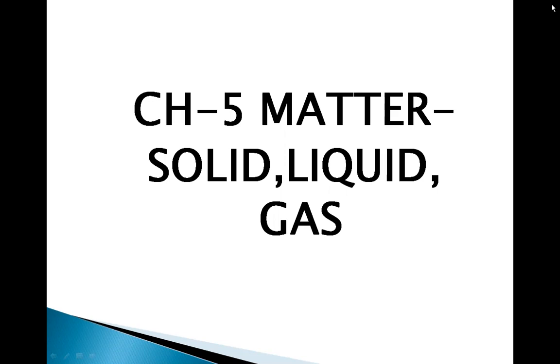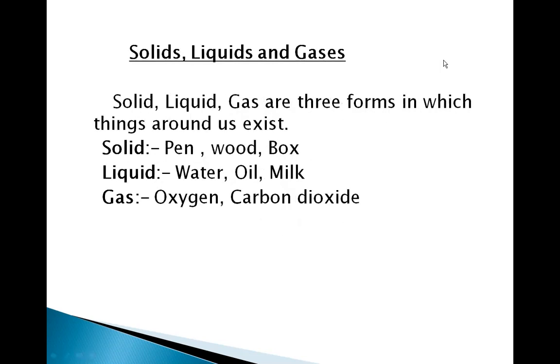Today we are going to start with chapter number 5, that is matter: solid, liquid, and gases. As you know, children, everything around us is in the form of solid, liquid, or gas. It could be anything. If we talk about solids, it is a pen, wood, box. If we talk about liquids, it's the water we drink, oil, milk. Gases around us are oxygen and carbon dioxide, which we exhale and inhale. So whatever we have around us is in the form of solid, liquid, and gases.